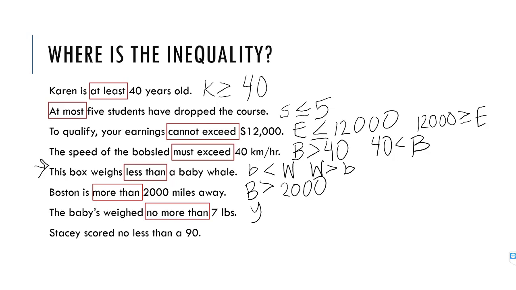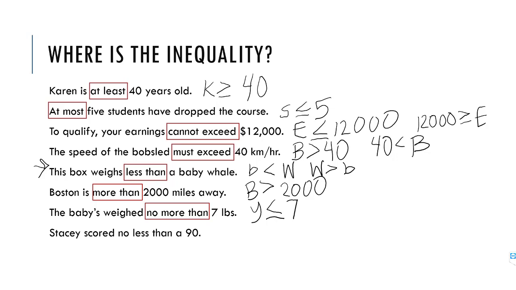This is a tricky one because it does have the words more than in the sentence itself. But it says no more than, so it's actually going to be less than. So it says the baby's weight, we're calling that Y, is less than 7 pounds. We could also say that it is equal to 7 because it's just not any more than 7.